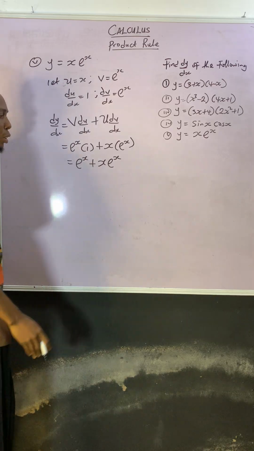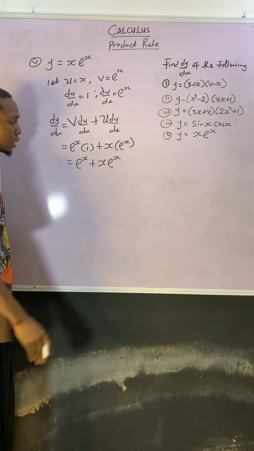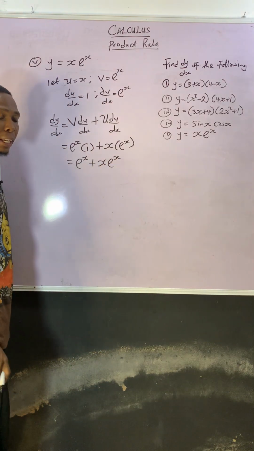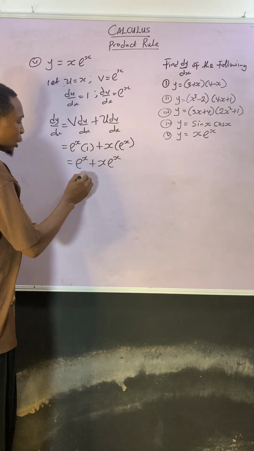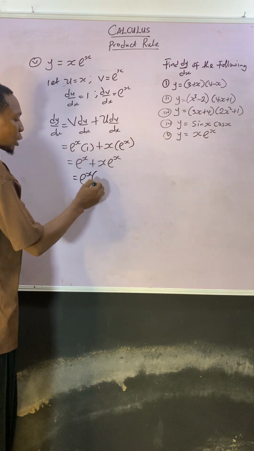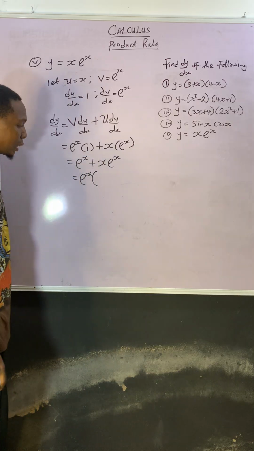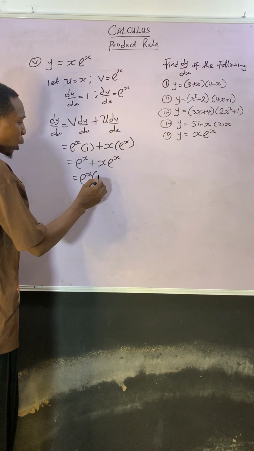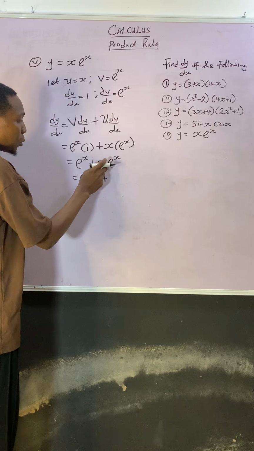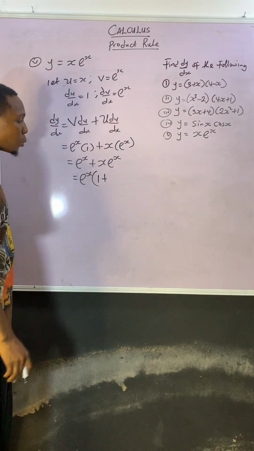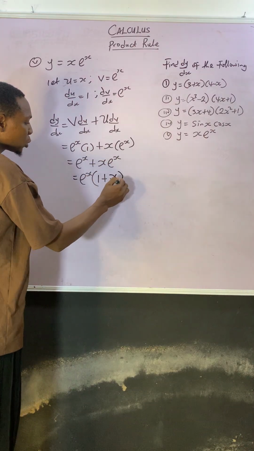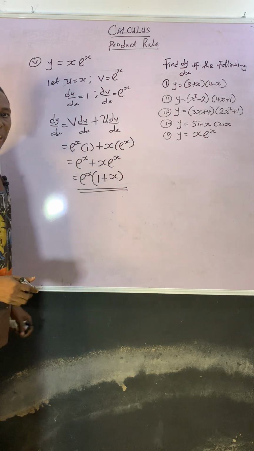If you observe, you shouldn't just leave your answer like this. Something is common. Here, what's common? e to the x is common. You carry out factorization. If you remove e to the x, what should be left here? We'll be left with 1. Then plus, if you remove the same thing, what should be left there? We'll be left with x. So this is your final answer.